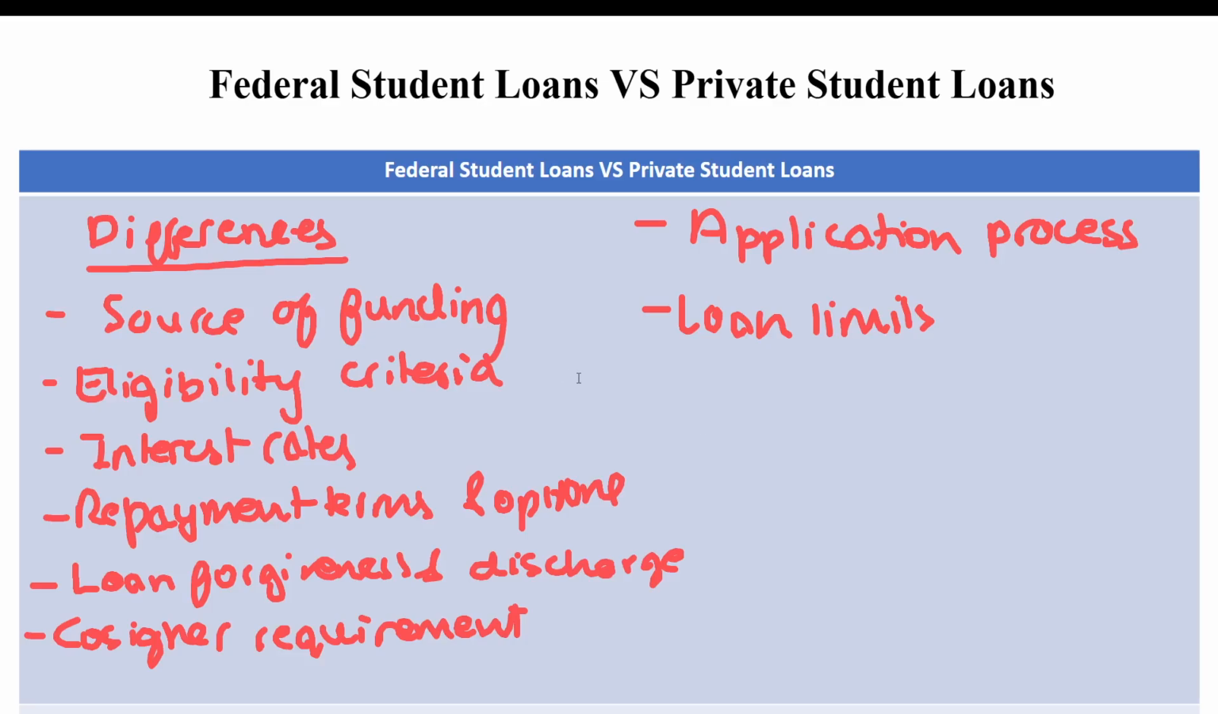And lastly, we have loan forgiveness program. Federal student loans offer several forgiveness programs for borrowers working in public service, education, and other eligible fields. Private student loans generally do not offer loan forgiveness, though some lenders may offer hardship assistance or temporary payment relief. So that is it for the differences as well.